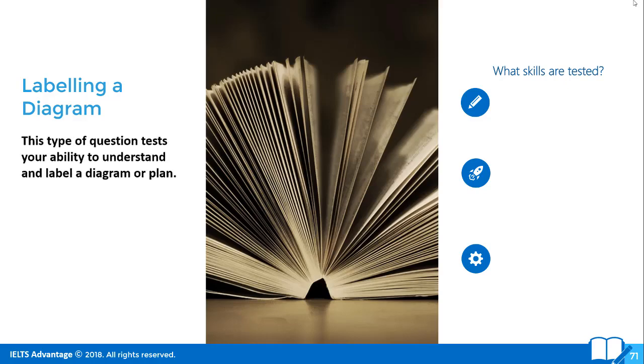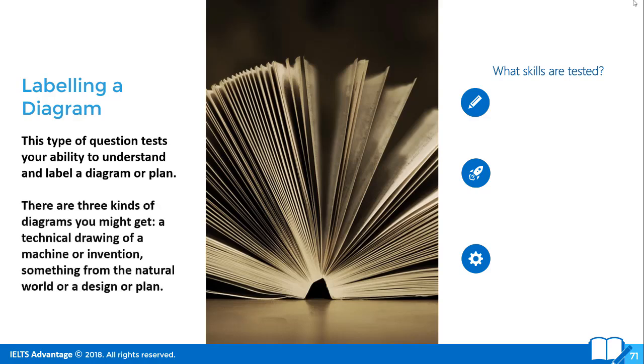This type of question tests your ability to understand a label, a diagram, or plan. There are three kinds of diagrams you might get: a technical drawing of a machine or invention, something from the natural world, or a design or plan. The skills that are being tested, first of all, ability to cope with unfamiliar concepts or processes. Be aware that this is being tested. They are testing your ability to cope with unfamiliar scenario situations.